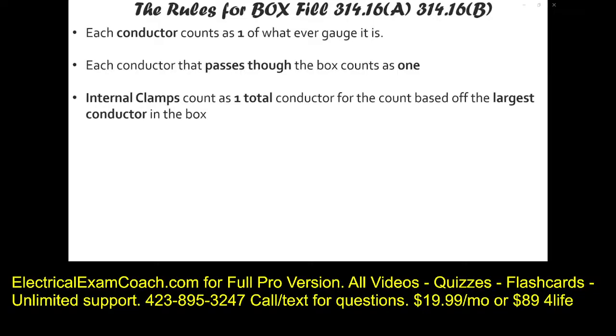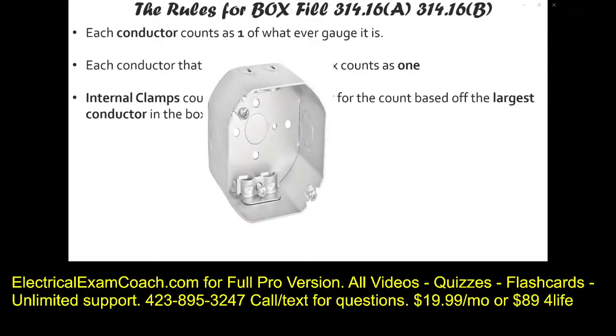Let me show you what I mean. This is an internal clamp. The clamping mechanism is inside the box. Well, it's taking up some of my space, so we have to account for it somehow. What this code is stating is it doesn't matter if I have 1 or 5 of these clamps, we're only going to count it as 1, and it's going to be grouped with whatever the largest conductor is in the box. Meaning if I have 12 and 10 gauge conductors inside that box, this internal clamp would count as 1 10 gauge conductor.